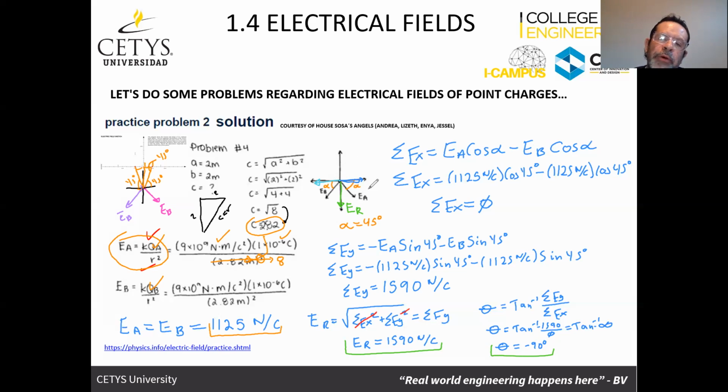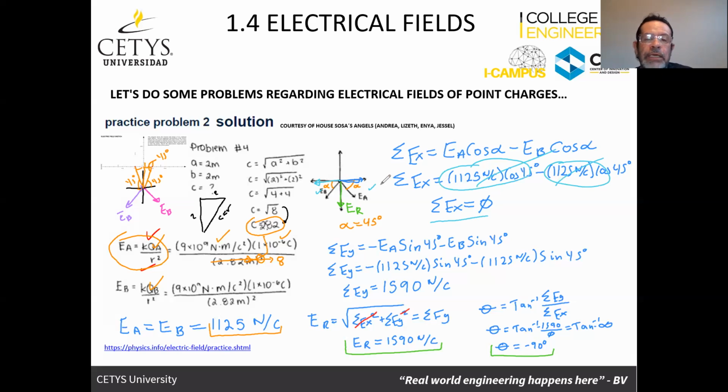The thing here is that both EA and EB have the same values. And so since they have the same values, both of these calculations are going to be the same, and they're going to cancel each other out. And so the electrical field in X is 0. We're not going to have an electrical field. Then we're going to have the electrical field in Y.